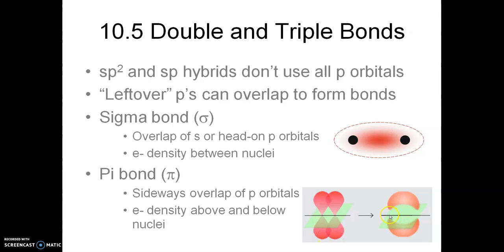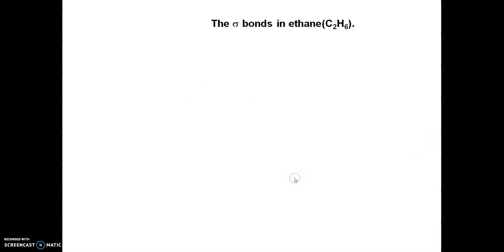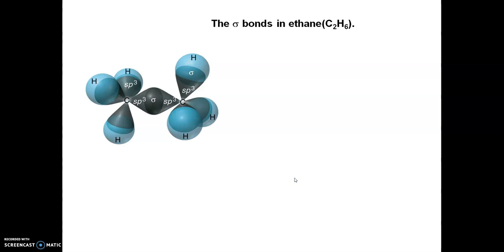So again, nucleus here, the bond axis is right along here, but the electron cloud isn't there. The electron cloud is above and below that. Again, it's called a pi bond. The Greek letter for p is pi. And so those two types of bonds, oh, okay, so here we go. I do have some decent pictures in here.